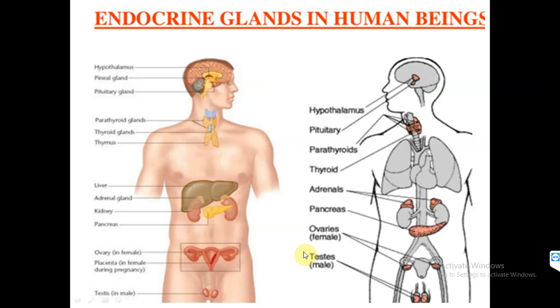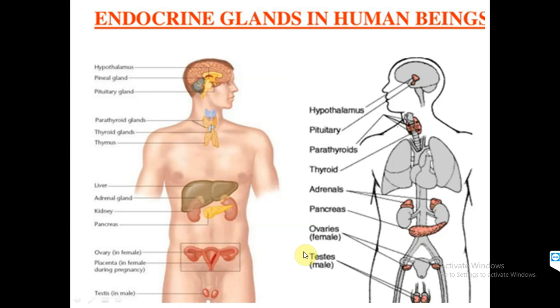Then it secretes the growth hormone. The growth hormone is secreted by the pituitary gland, and it is involved in the growth and development of the human body. By the name itself, it is clear that growth hormone is responsible for the growth and development of the human body.